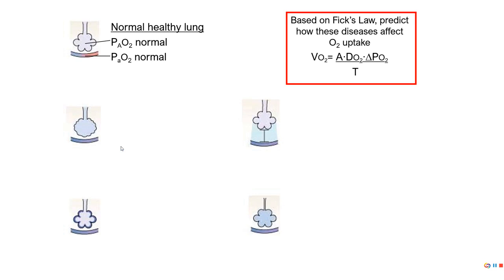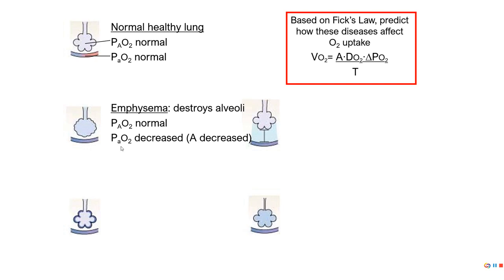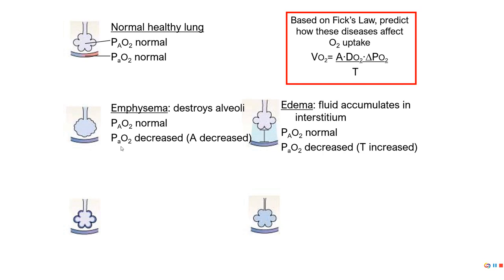Okay, so for example, if I have emphysema, which means I have fewer alveoli, my alveolar oxygen will remain the same. Just because I have fewer alveoli doesn't mean that the partial pressure of oxygen that I inhale is any different. But my arterial oxygen will decrease because I have less surface area. Now, if I have edema, which means I have fluid in the interstitial space, so in between the alveoli and the capillary, again, that doesn't affect the pressure of oxygen going into my alveoli, but because it's a greater distance or greater thickness, the arterial oxygen will be decreased.